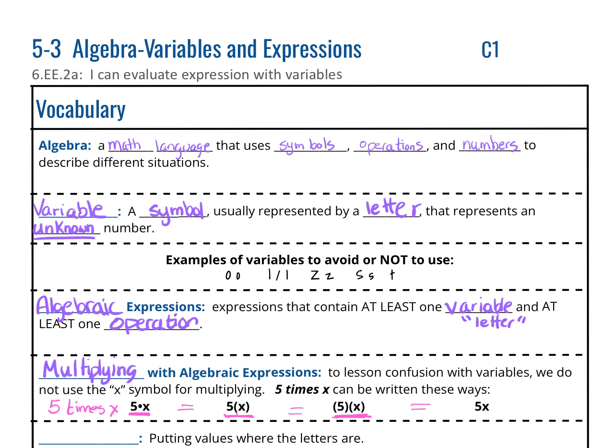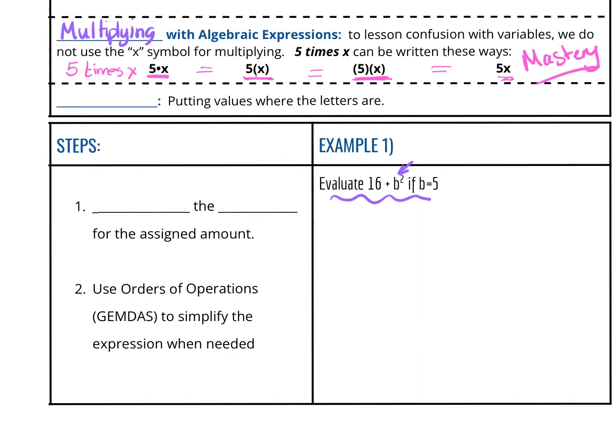And also this would be the mastery level to write 5 times X, right? It's just 5X. And that's really easy. So please try to, if it is 5 times a variable or a number times whatever the number is times a variable, please try to write it this way. The last vocabulary word is substitution. So that means putting values where letters are.